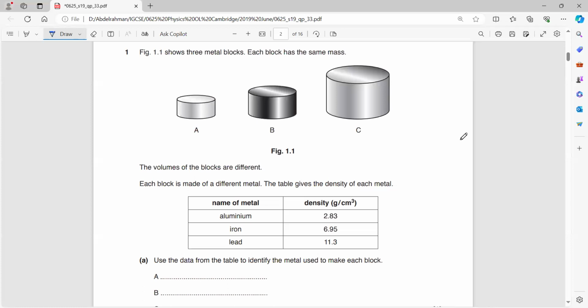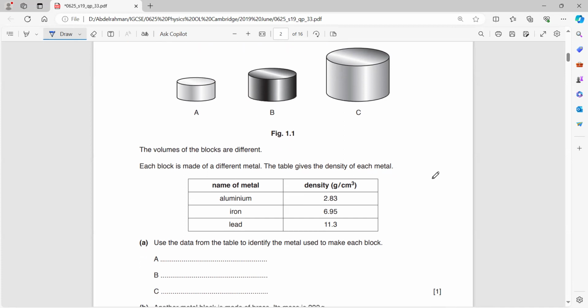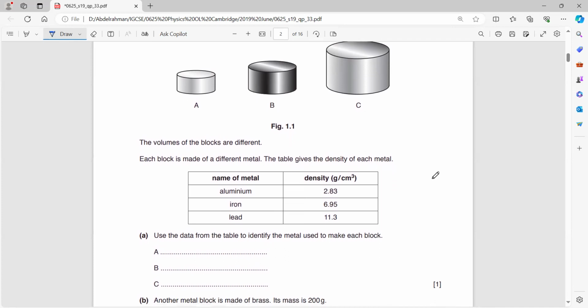We have 3 blocks. Each block has the same mass. Can I identify which is which? A, B, C. Which of them is the lead? Which of them is the iron? Which of them is the aluminum?